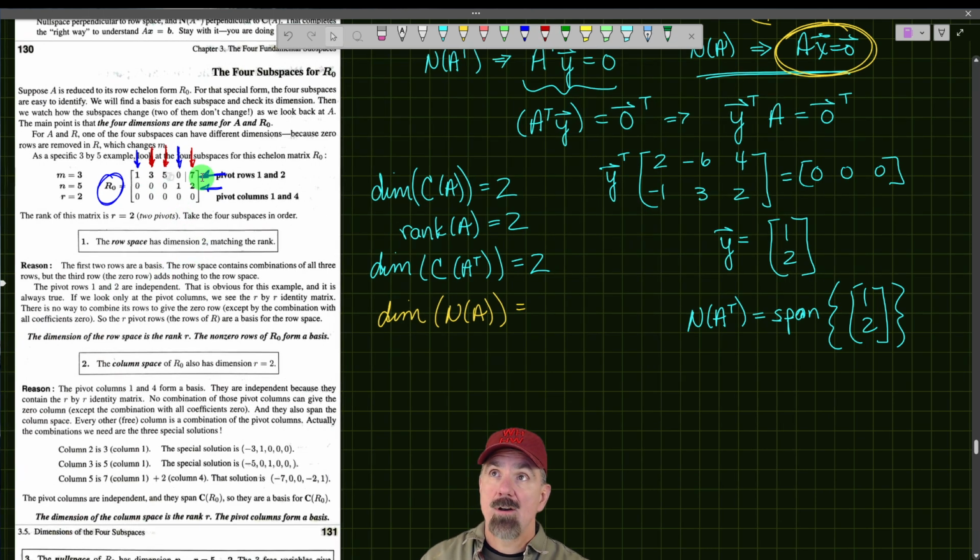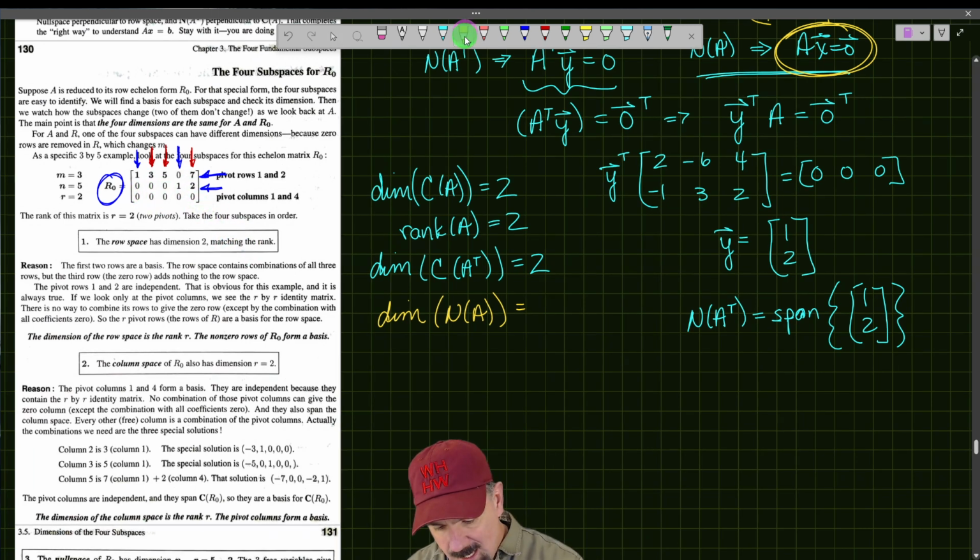So this is the RREF of A. Even though it's not augmented, I can think of it as being augmented with the 0 vector. I just didn't include the 0 vector. So 3 would mean that the dimensionality here is equal to 3.